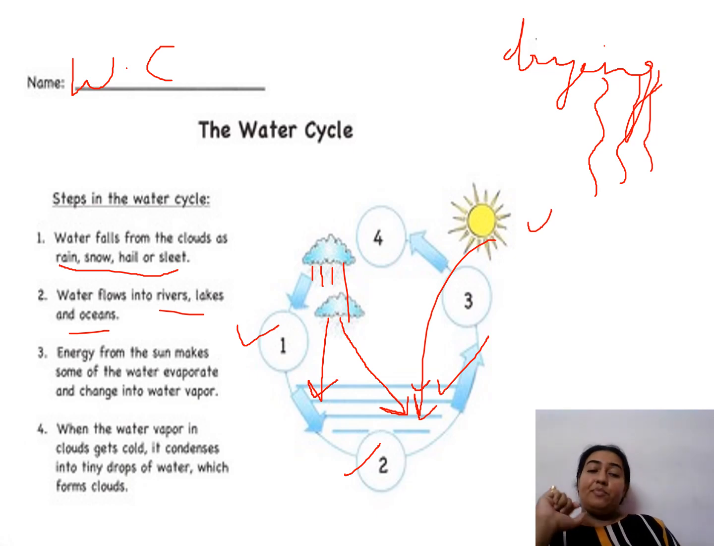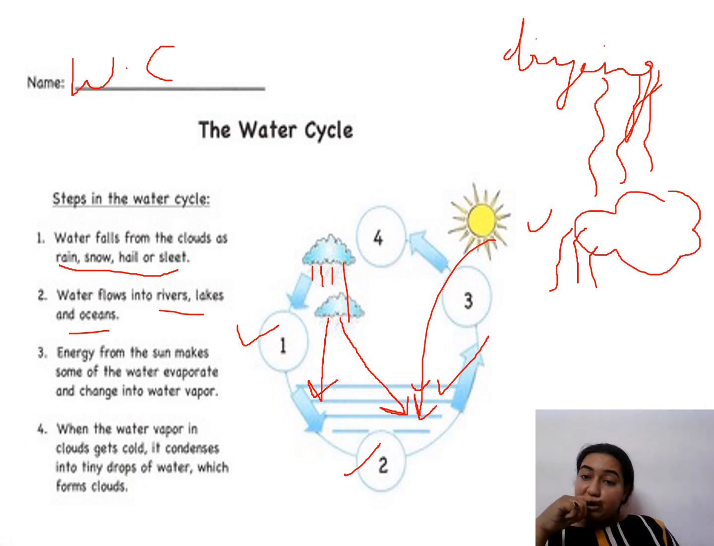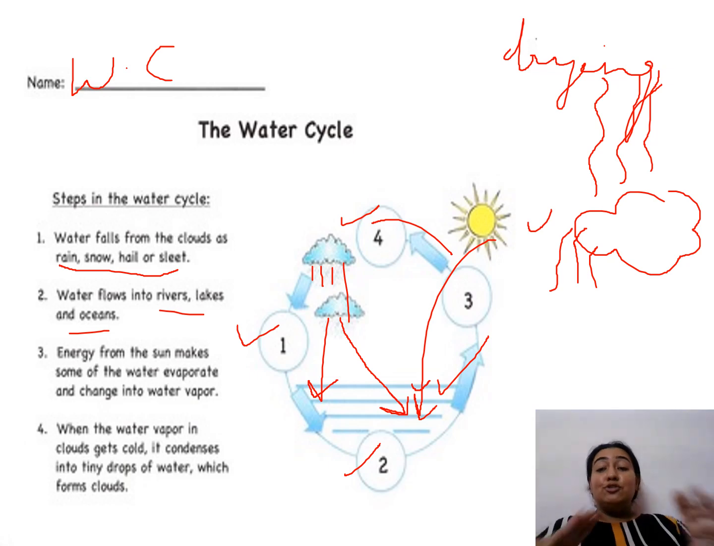And now the fourth step. When the water vapor in the cloud gets cold and heavy, it condenses into tiny drops of water. Whatever vapor goes up from the earth's surface will form tiny drops of water which turn into clouds. So basically clouds are tiny droplets of water formed by the process of evaporation. So the fourth step is also complete. Yes, so this is the entire process of the water cycle which we have just studied.